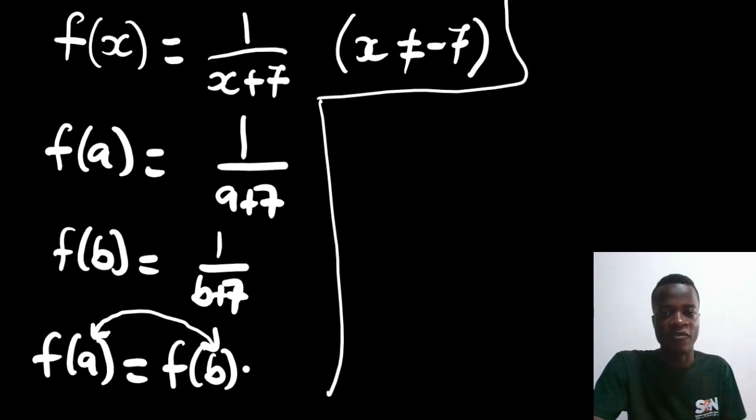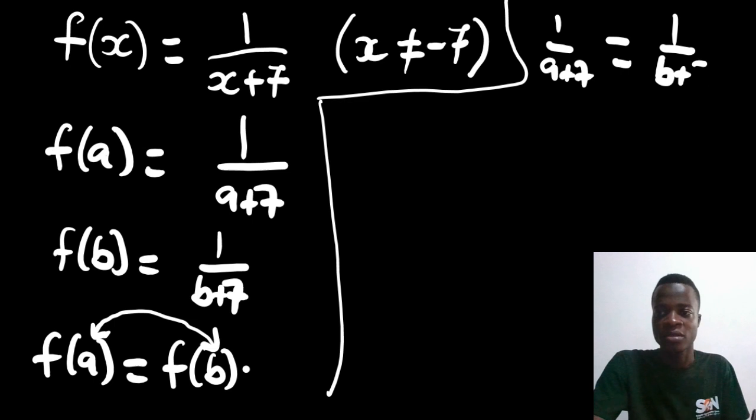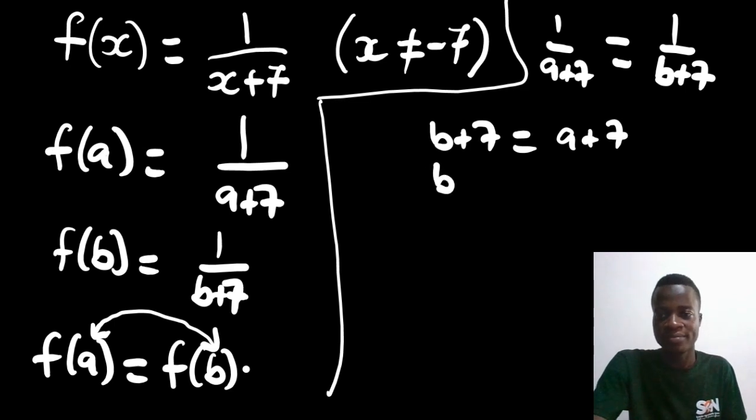So we know f of a is 1 over a plus 7, so it should be equal to 1 over b plus 7. Now let's compare them. Cross multiplication, right? You have b plus 7 is equal to a plus 7. I just cross multiply, then I have b minus 7 plus 7 is equal to a. So a is equal to b.